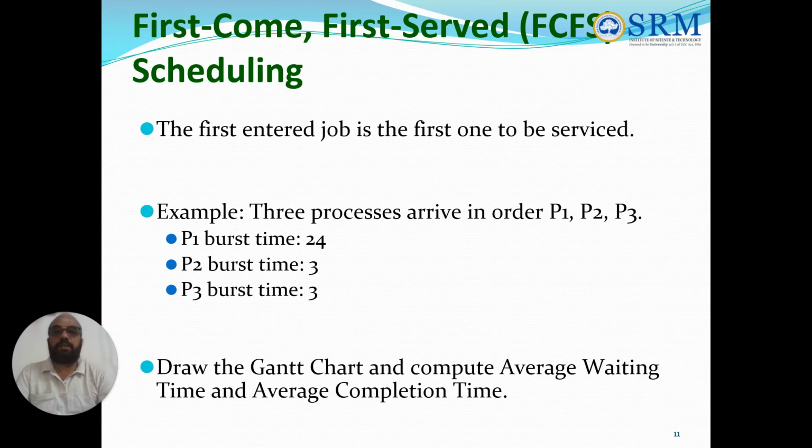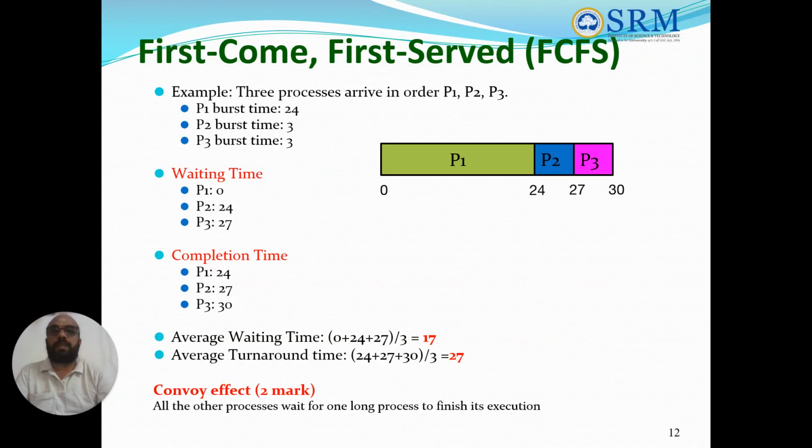In this, we need to draw the Gantt chart, which represents the execution chart of the processes, and then we need to calculate the average waiting time and average completion time. So here you can see the three processes: P1 burst time is 24, P2 burst time is 3, and P3 burst time is 3. We are drawing the Gantt chart.